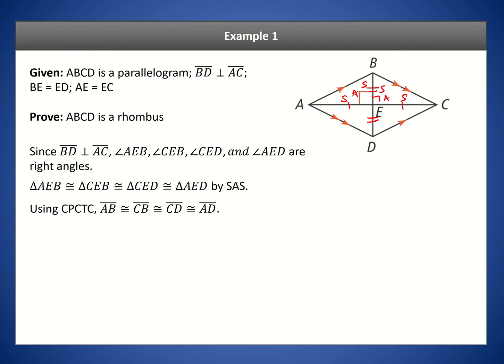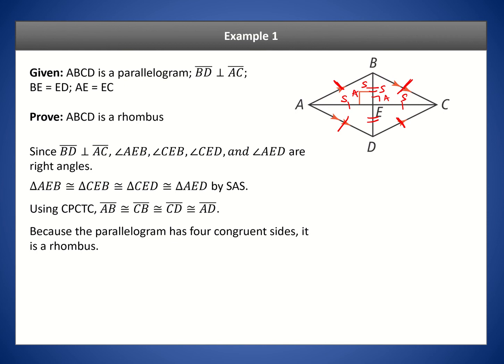Now, because of that, we can use CPCTC to show that AB, this side, is the same for this triangle as it is for this side. And that is the same as this side of that triangle, and so on. So we can show that all of these sides are congruent. And therefore, because the parallelogram has 4 congruent sides, we can prove that it is a rhombus. We can conclude. And that is the end of the proof.